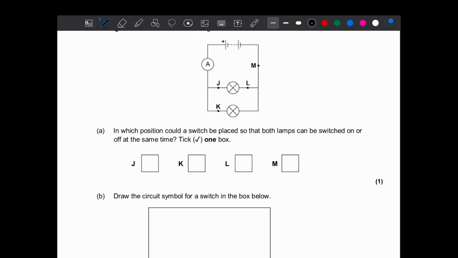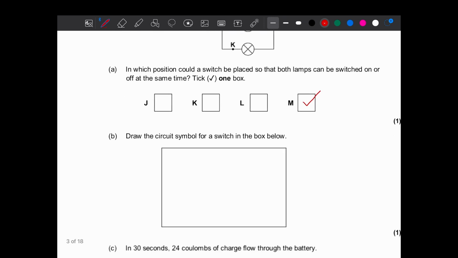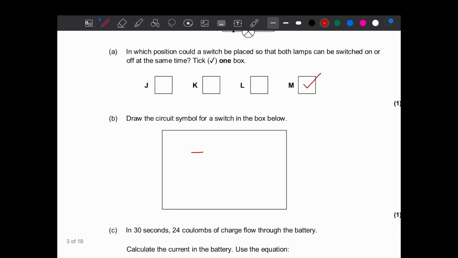Right, the question starts off fairly easy, where you've just been asked to say where you would put a switch to turn off both bulbs at the same time. The answer is obviously M, because if you put it on either of these branches, they would only affect each bulb individually. Moving on, you need to draw a circuit symbol for a switch. You could do this either as an open switch, like this, or a closed switch, like this. Either answer there is fine.